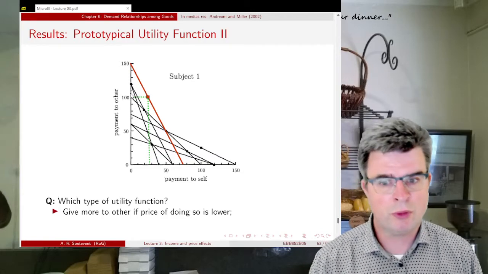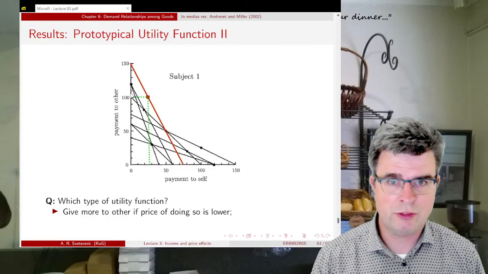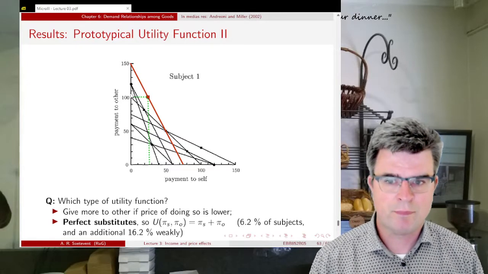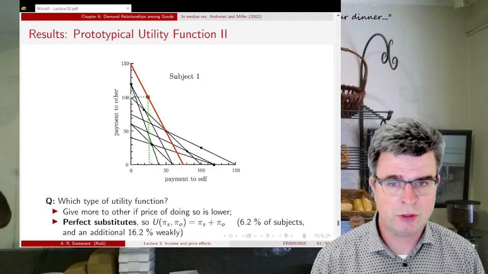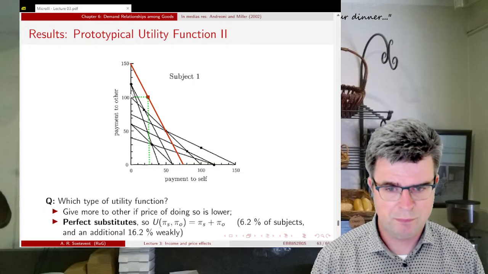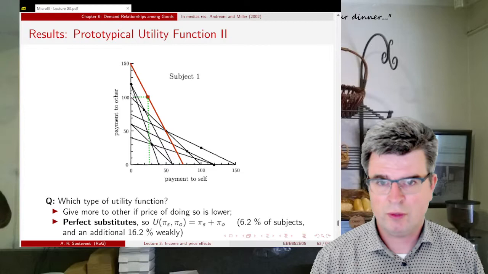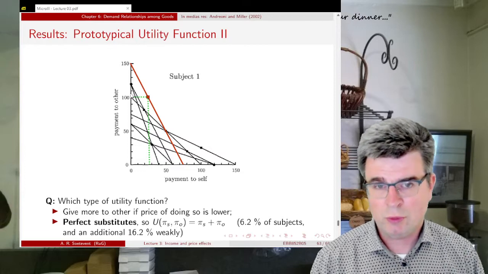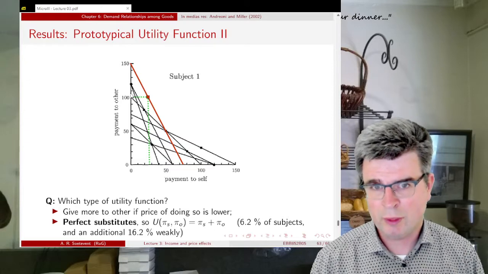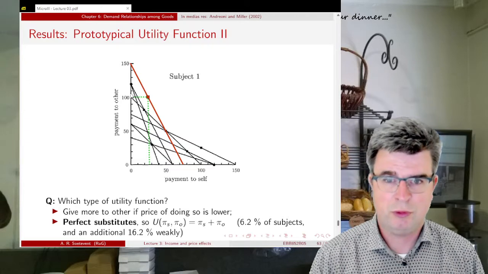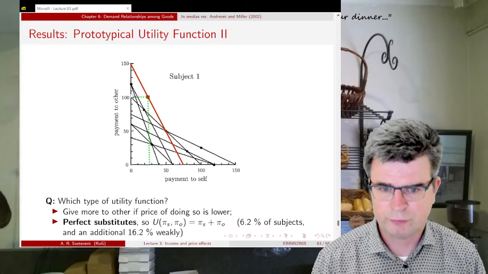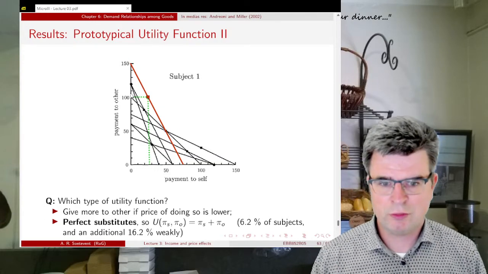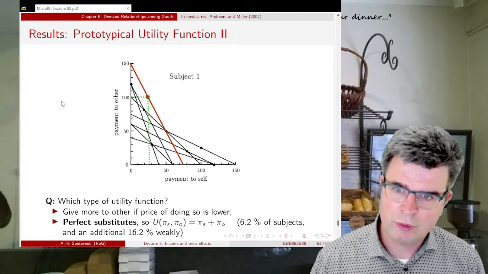So what type of utility function can represent this type of preferences? Well, you give more to the other if the price of doing so is lower. So this is consistent with a situation of perfect substitutes. If keeping the money gives you a higher payoff, then you keep the money. If it's cheaper to give away the money, then you give away a lot of your tokens to the other person. So you maximize the joint payoff. And about 6% of the subjects show this type of behavior.